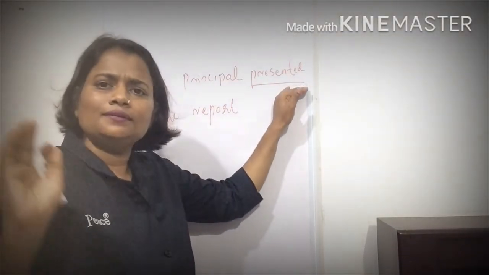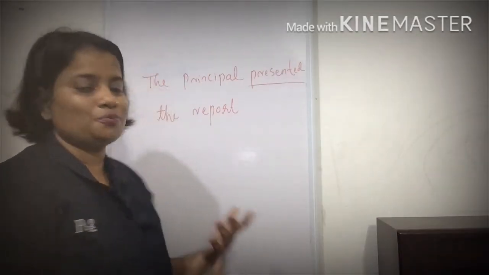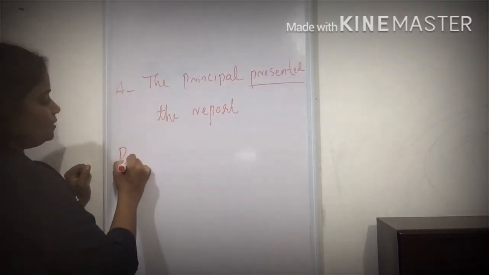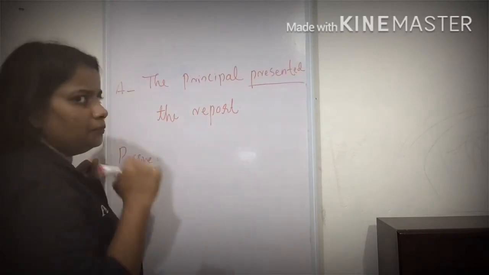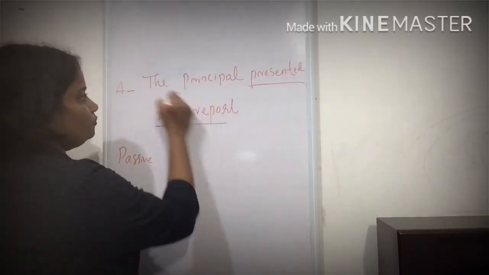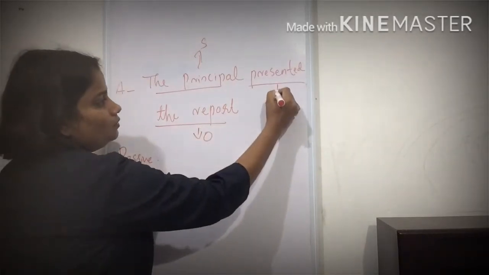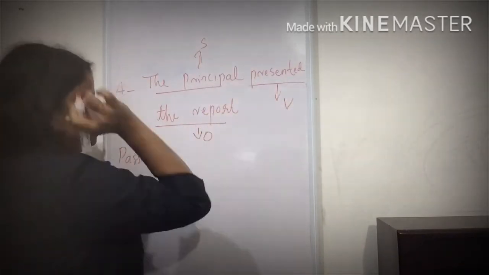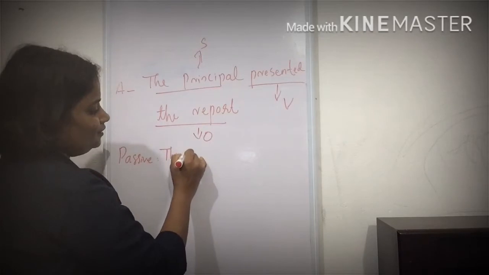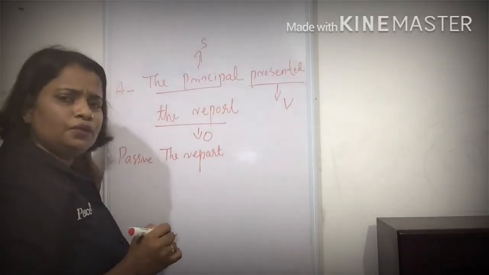Okay, we identified the tense. Next we are going to transform the statement. This is the active voice. In the case of passive, do you remember the transformation? Yes, the object comes at the beginning. Who is the object here? The principal is the subject, the report is the object and presented is the verb. SVO. The object comes at the beginning of the statement. The report. Is the report singular or plural?